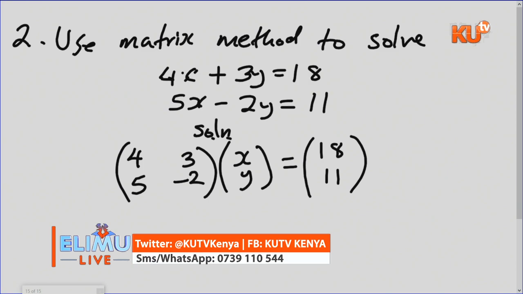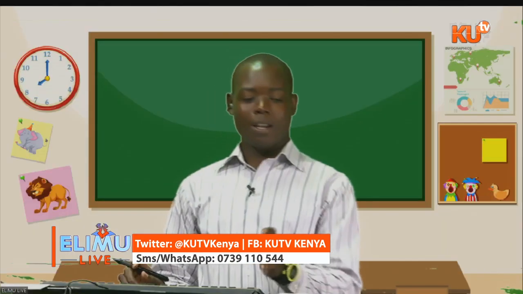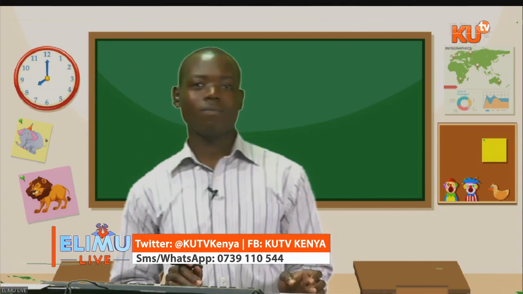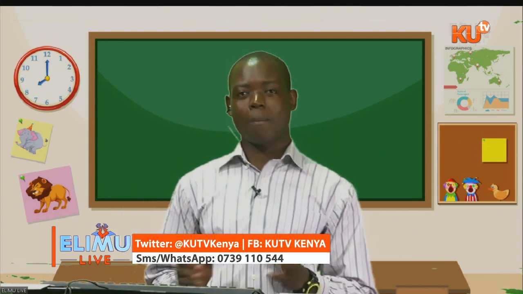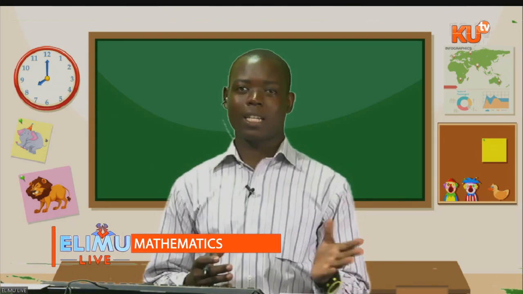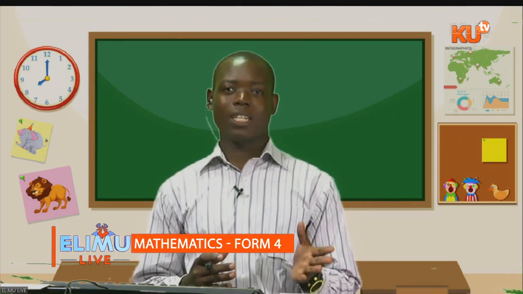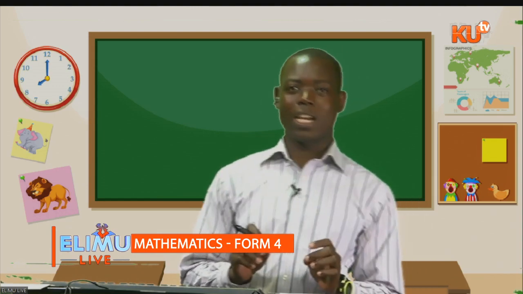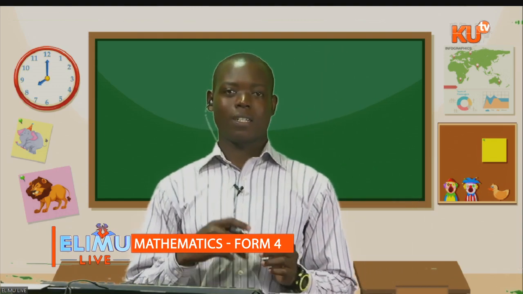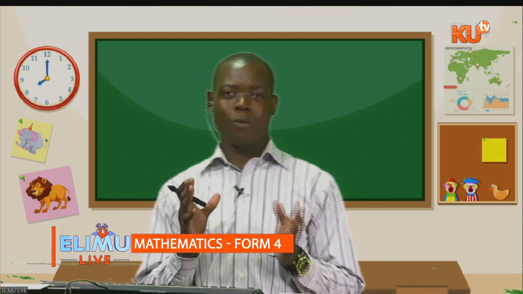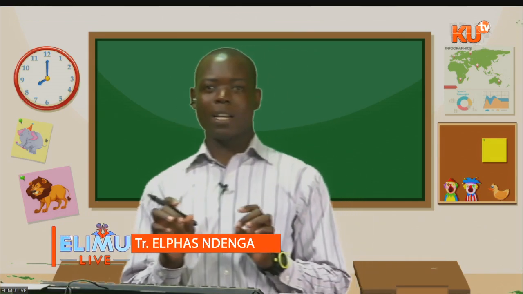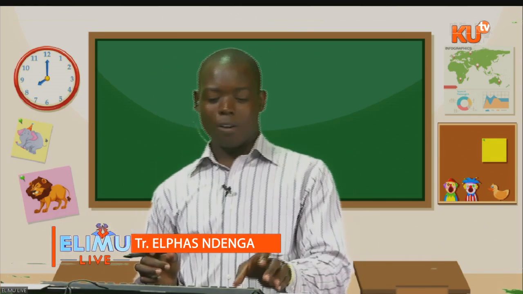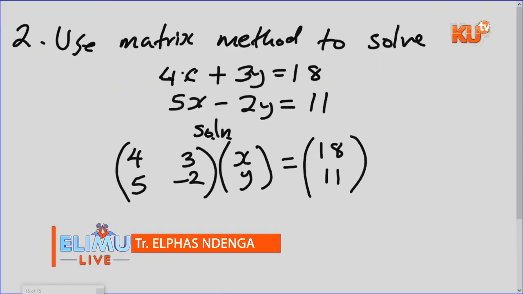Again, who can tell us the second step if we have the matrix equation? Good. We obtain the inverse. So how do we determine the inverse of a matrix? First, get the determinant. Then second, we interchange the elements in the leading diagonal. Change the signs of elements in the other diagonal. And then we divide the resulting matrix by the determinant. Good. So let's follow the procedure as highlighted.